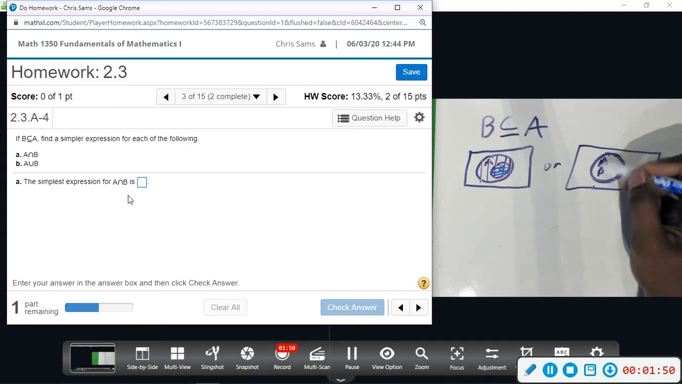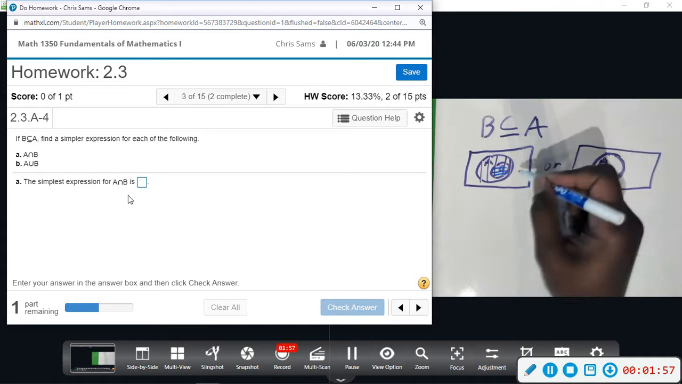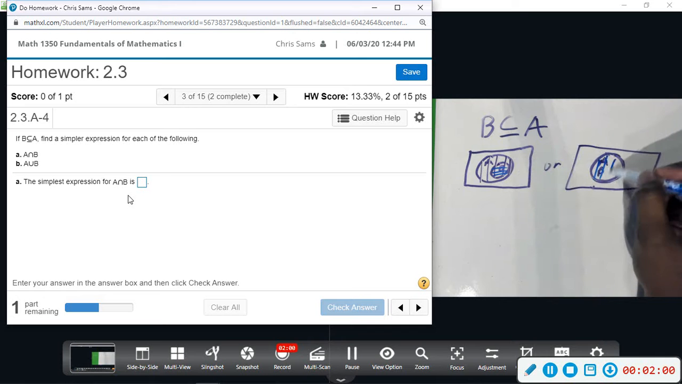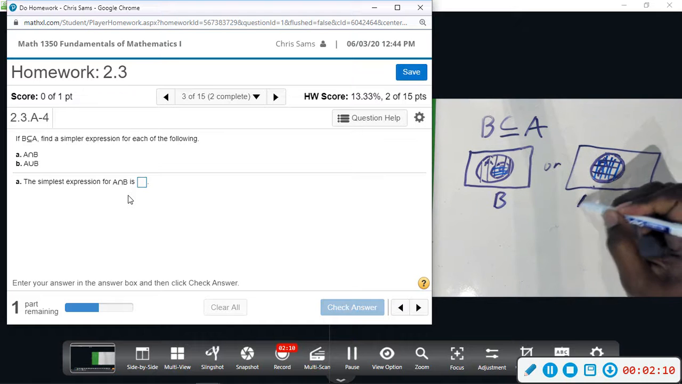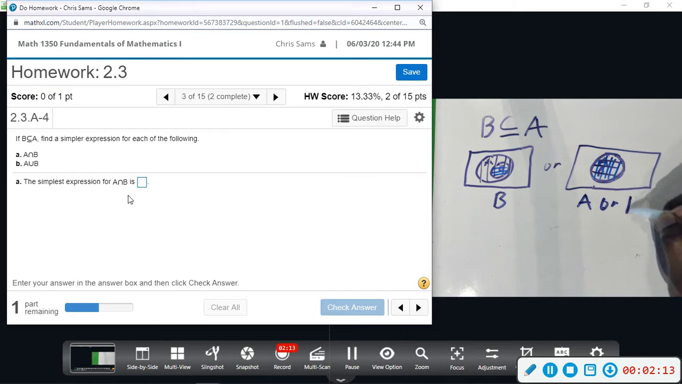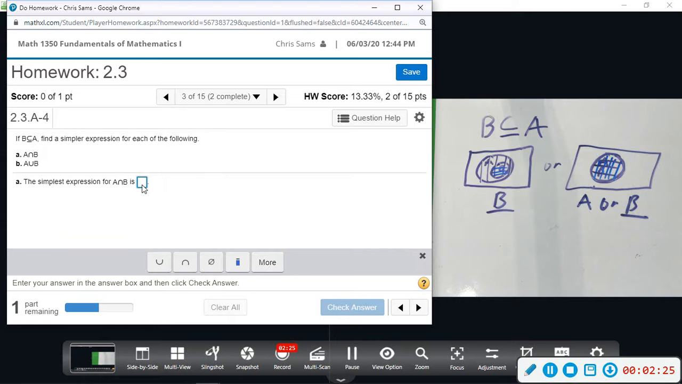Okay, in this case, if I did A and B, it could still be A or B, but both cases would say B, because if I shaded A, I would shade everything if they're both the same. If I shaded B, I would shade everything, which is the same. So here I'm seeing B. If they're equal, it could be A or B. In either case, B shows up. Okay, so the simplest form of A intersect B, if we know that B is a subset of A, would be to represent it by the capital letter B.